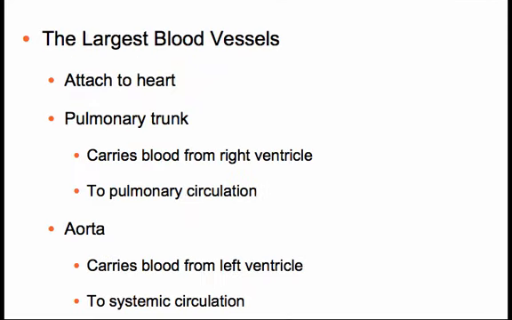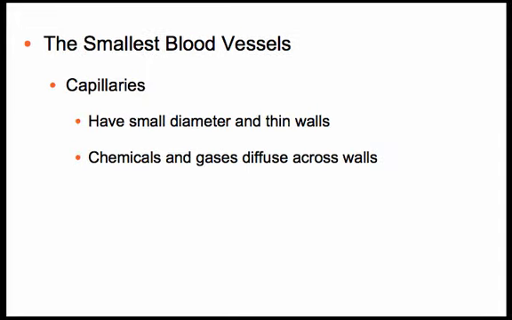The largest blood vessels are attached to the heart. The pulmonary trunk divides into the right and left pulmonary arteries that carry blood from the right ventricle to the pulmonary circulation. The aorta carries blood from the left ventricle to the systemic circulation. The smallest blood vessels are the capillaries. The capillaries have small diameters and thin walls. Chemicals and gases diffuse across the walls of the capillaries.